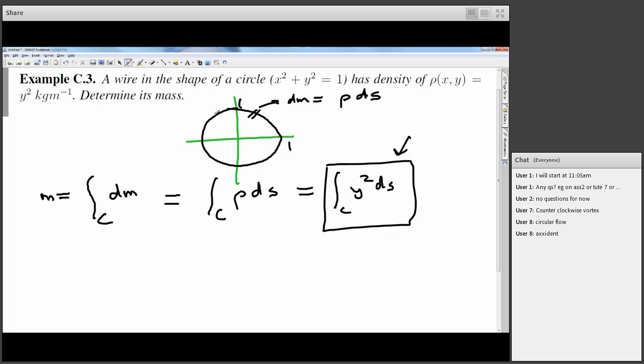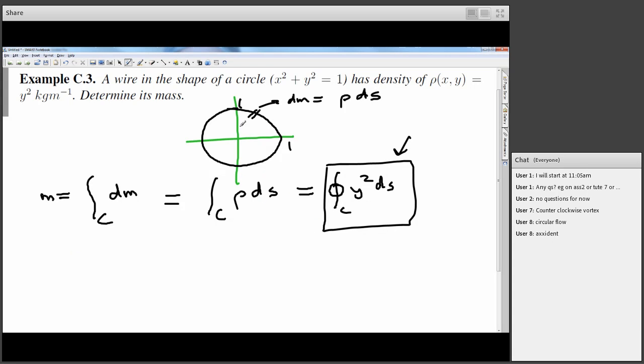Now, one more thing while I remember it. Because C is a closed curve, so the two endpoints meet up, a common notation is to put a little circle through the integral sign, like that. That is basically saying you're integrating around a closed curve. It's not compulsory, but you might see it from time to time, so I'm just mentioning it so you've seen it. So how do you work it out?